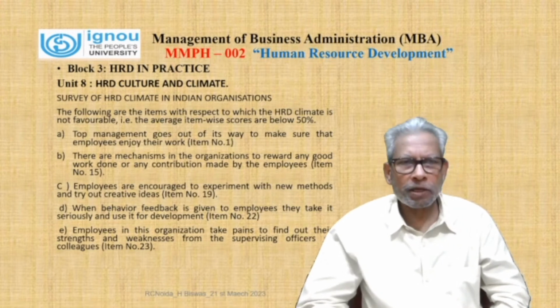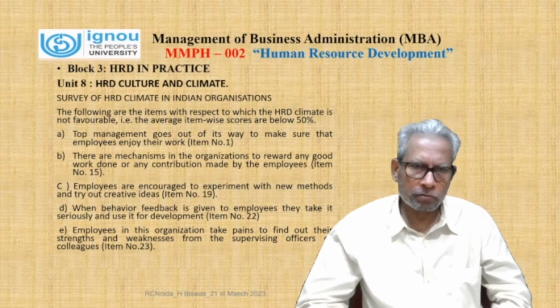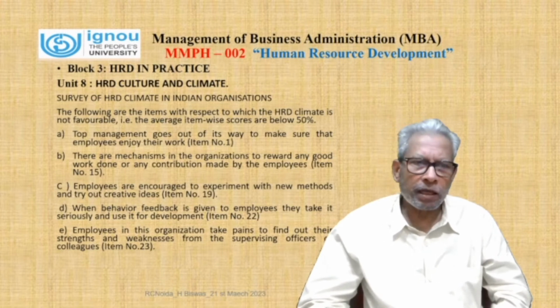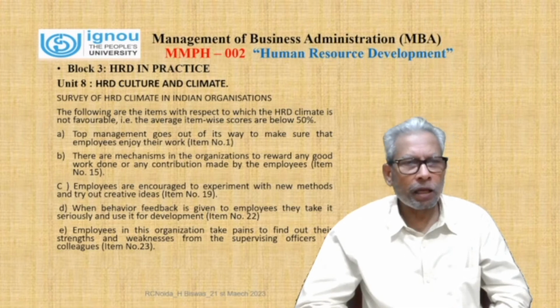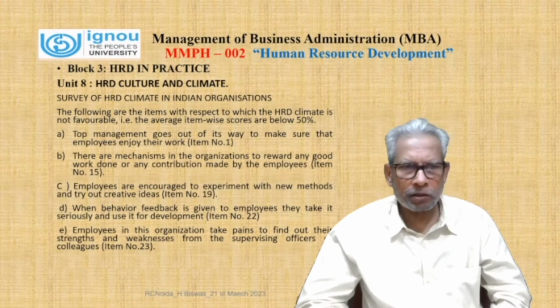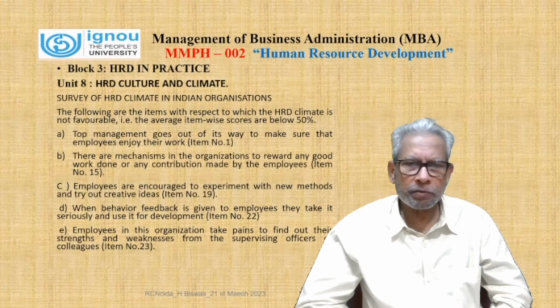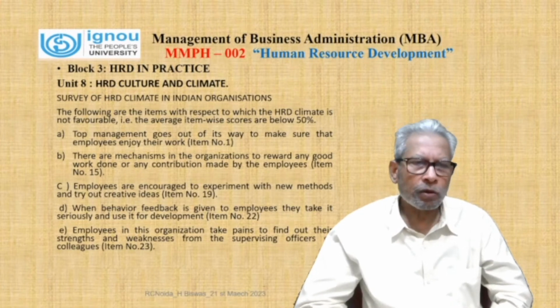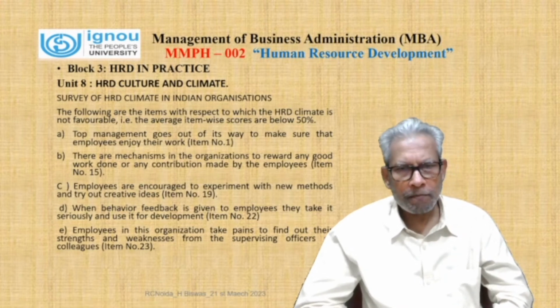One thing: the top management goes out of its way to make sure that employees enjoy their work. That is one. There are mechanisms in the organization to reward any good work done or any contributions made by the employees. That is item number 15. A survey has been done, and based on the survey, it has come out that employees are encouraged to experiment with new methods and try creative ideas. That is item number 19.